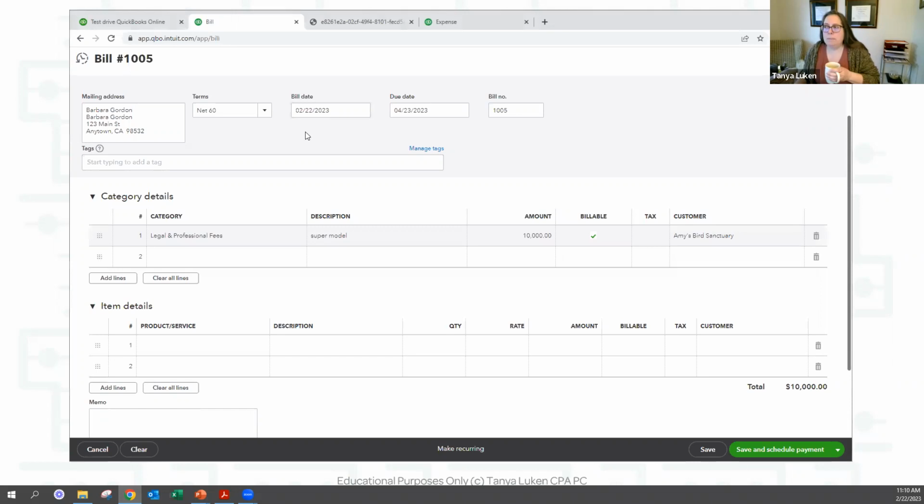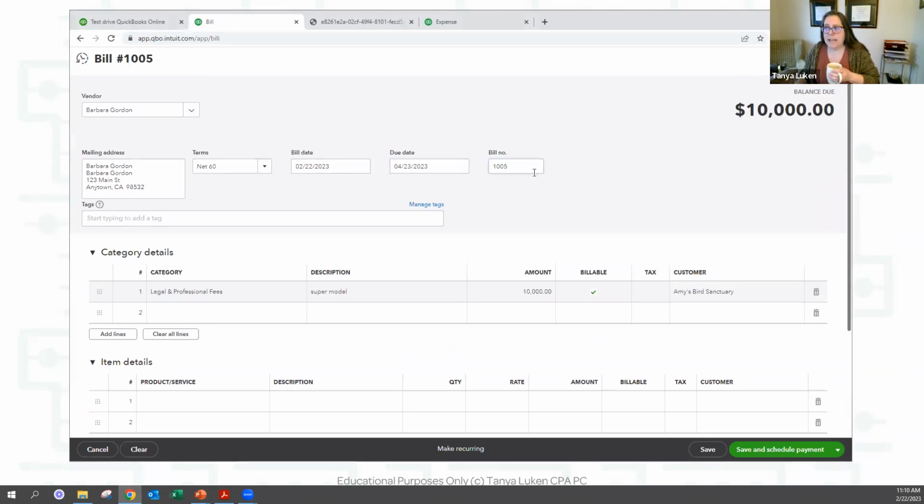Nancy asked if bills have to have a number. No, they don't have to have a number. They usually should though, because you would want to track, let's say that Barbara Gordon's going to bill us $1,000 a month for 10 months. You would want to track which months you paid for. So even if you don't put a number in there, maybe put like, this was February and this was January or something like that.